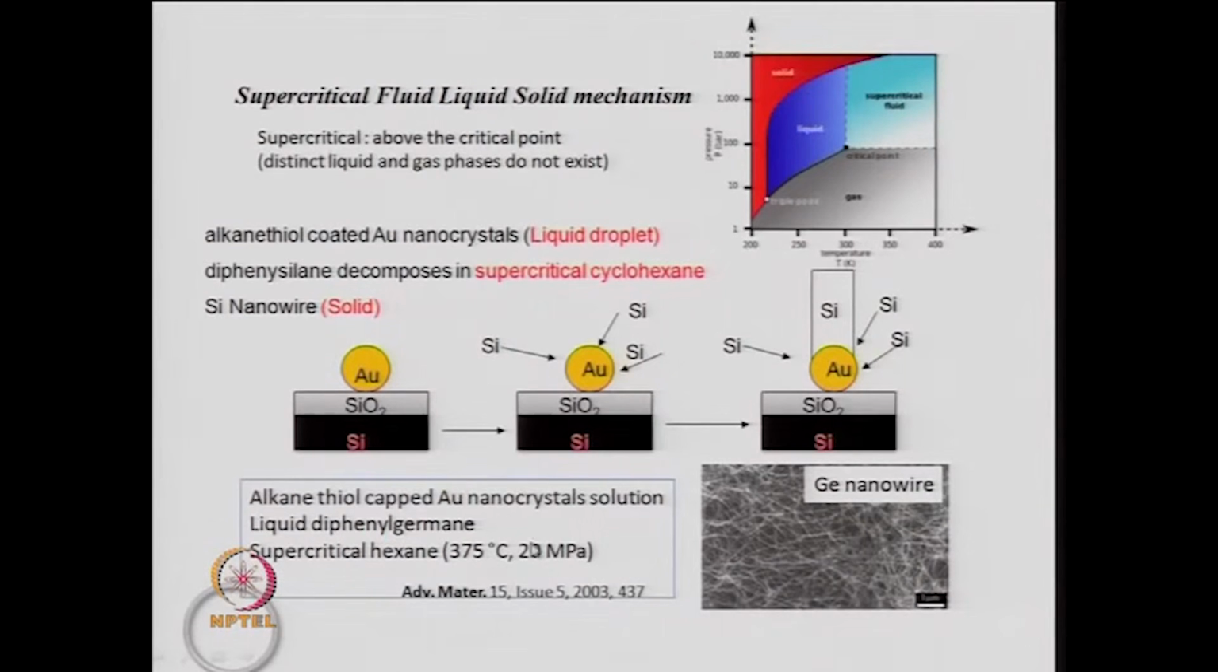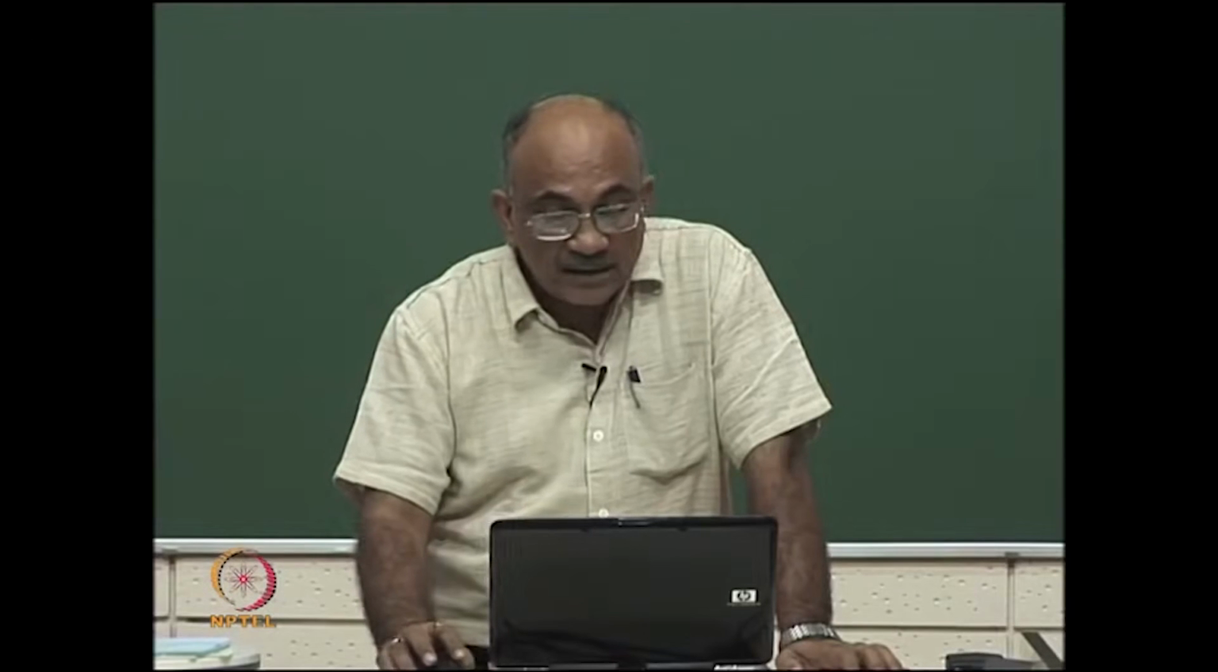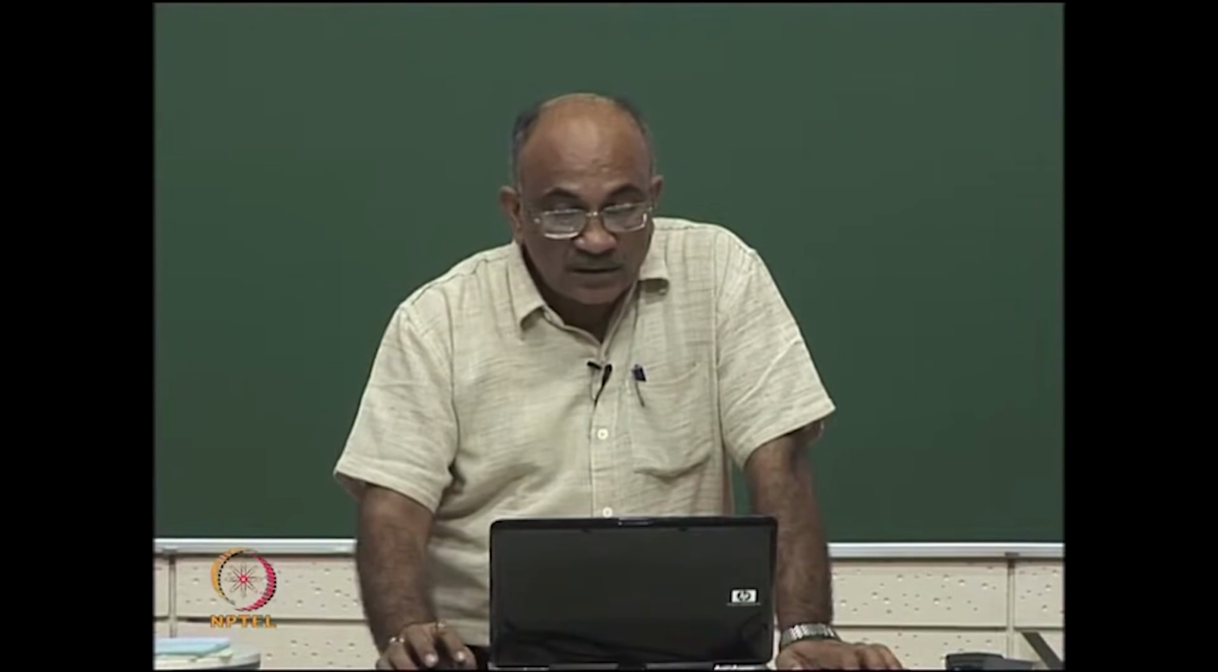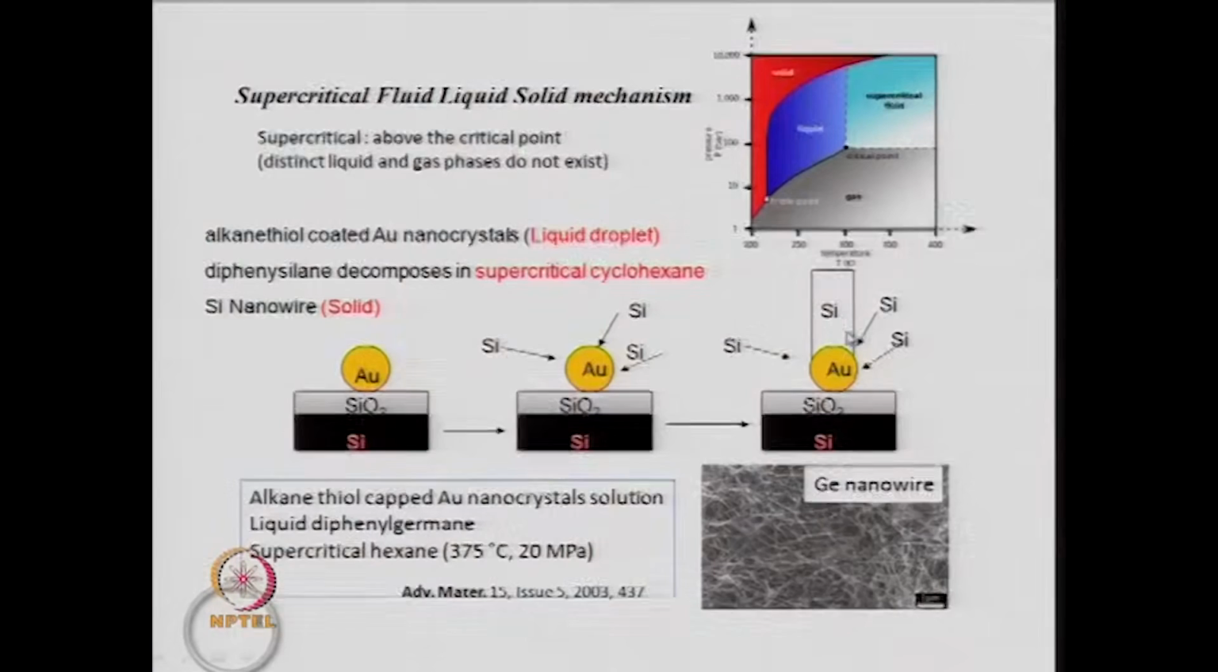So, you understand that under this temperature and pressure, hexane is in the supercritical region. So, it will be in the supercritical fluid region in its phase diagram, not necessarily this phase diagram. And so, from this you will get not silicon wires, you will get germanium wires, and the TEM picture here shows germanium nanowires grown using the supercritical fluid liquid solid mechanism.